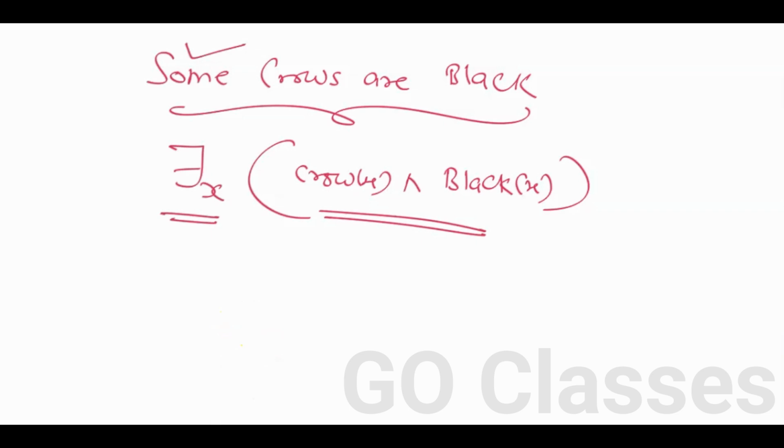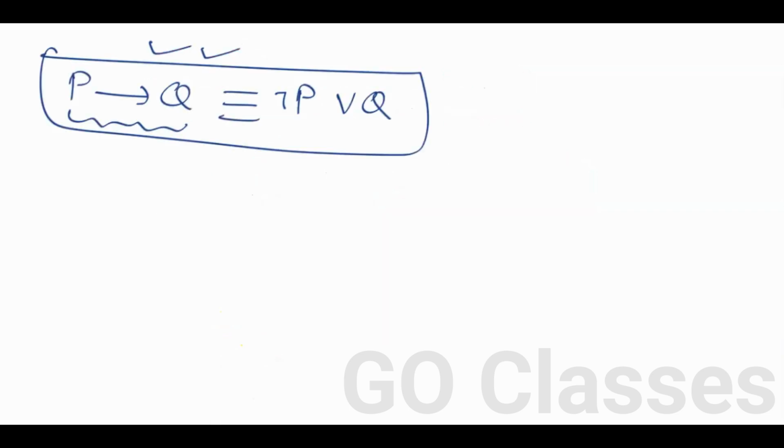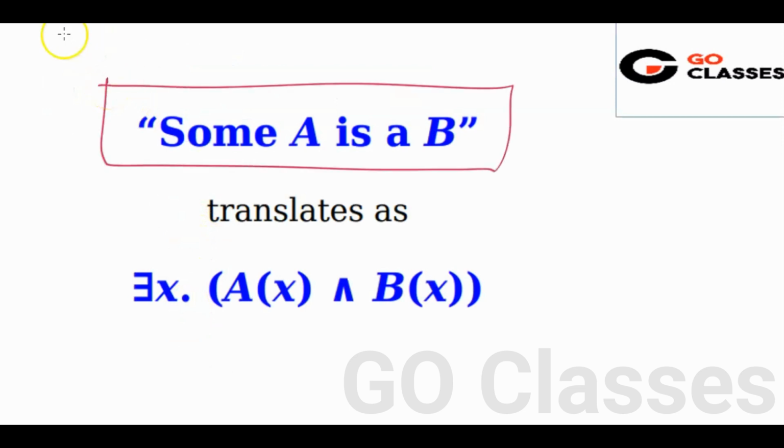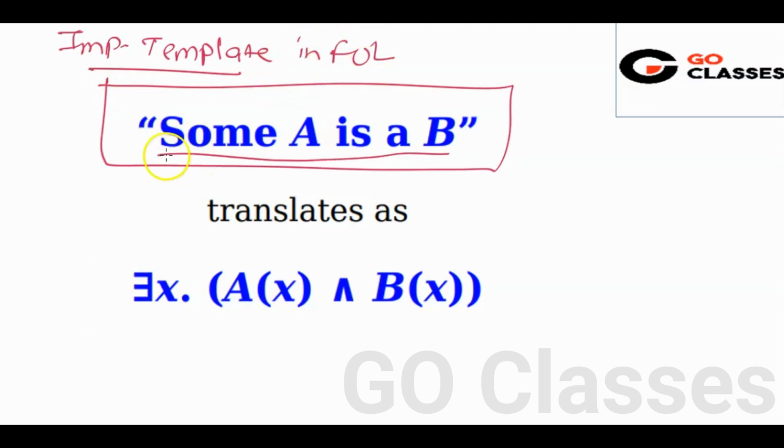Now let me tell you the standard template. This is a very popular template, another very important template in first order logic. We use this template again and again. Whenever you see a statement like "some A is B," that is, some A's are B's, it means at least one A is B.